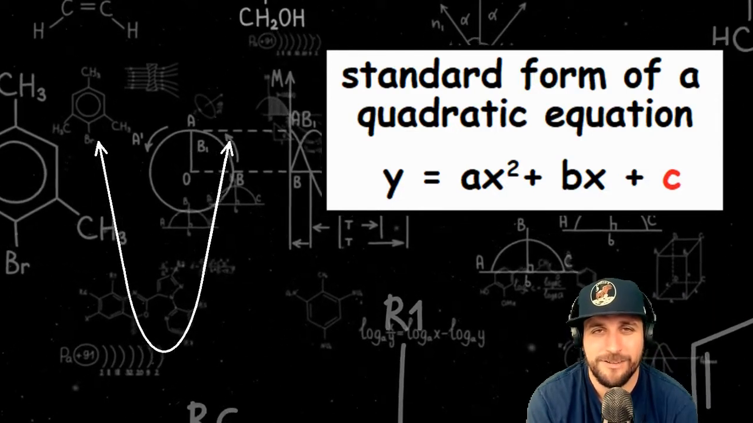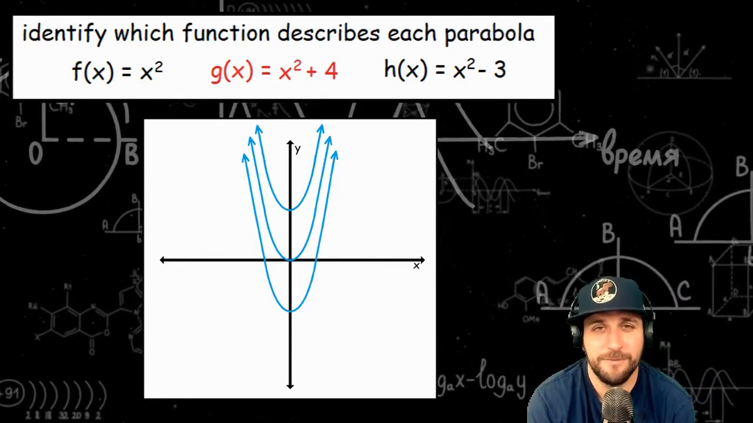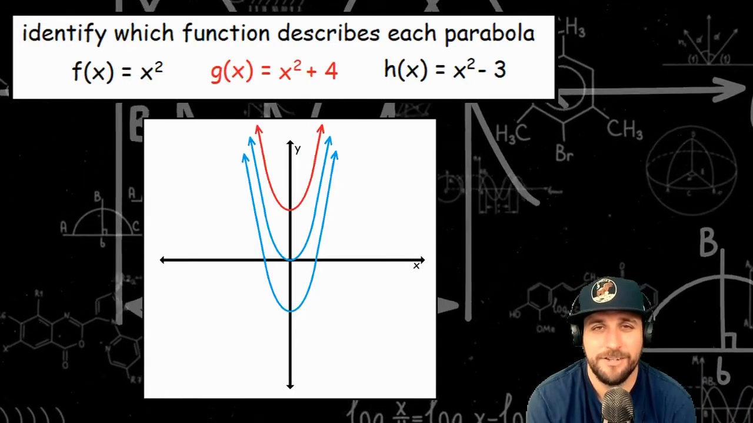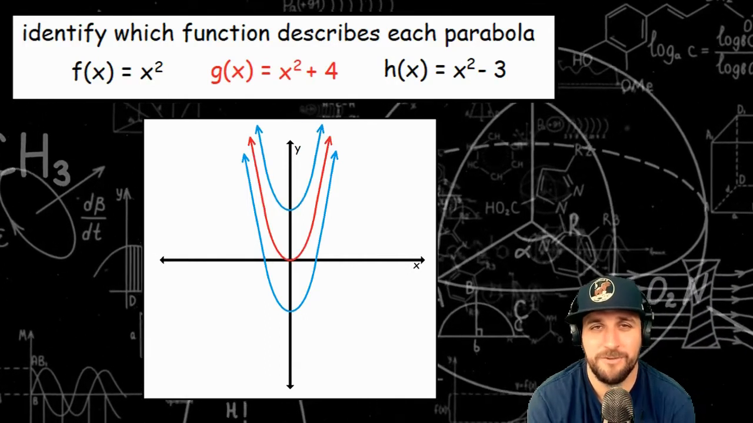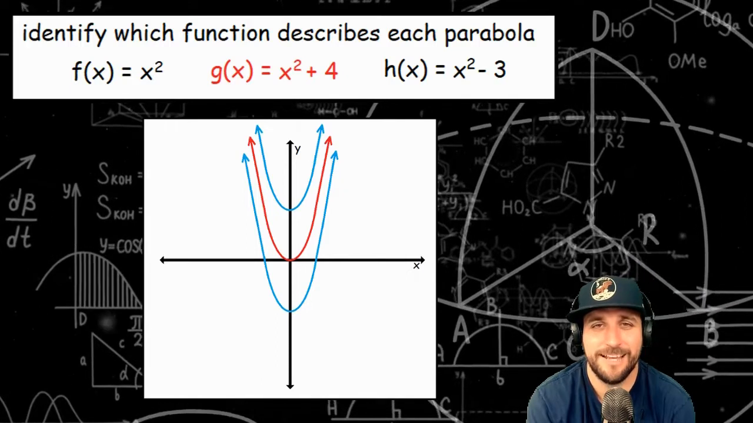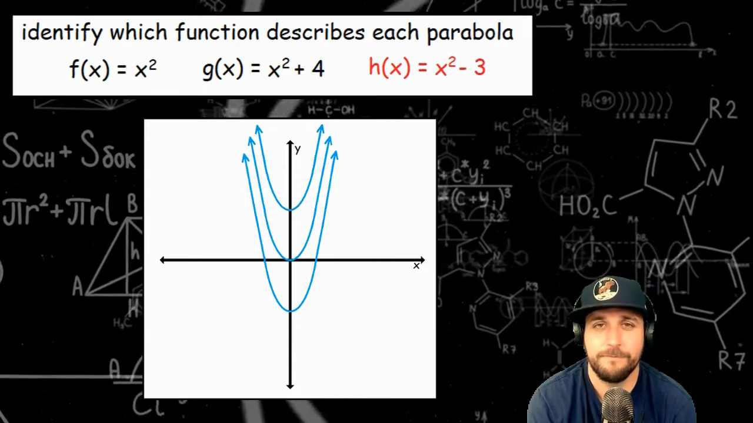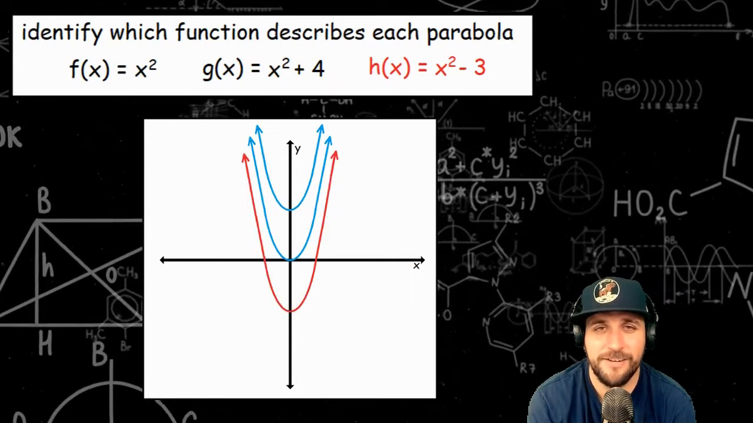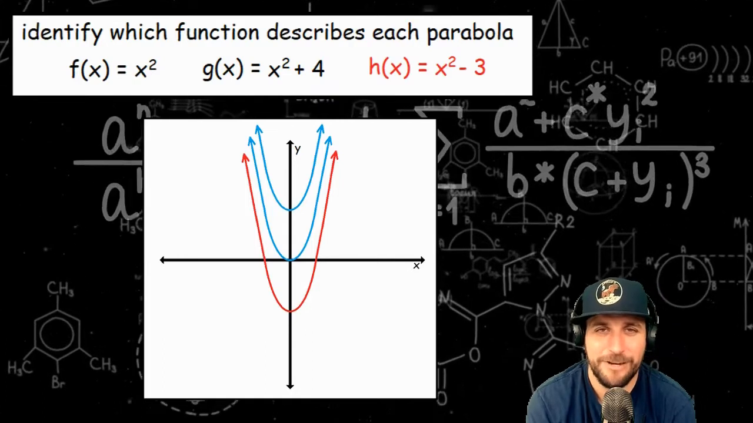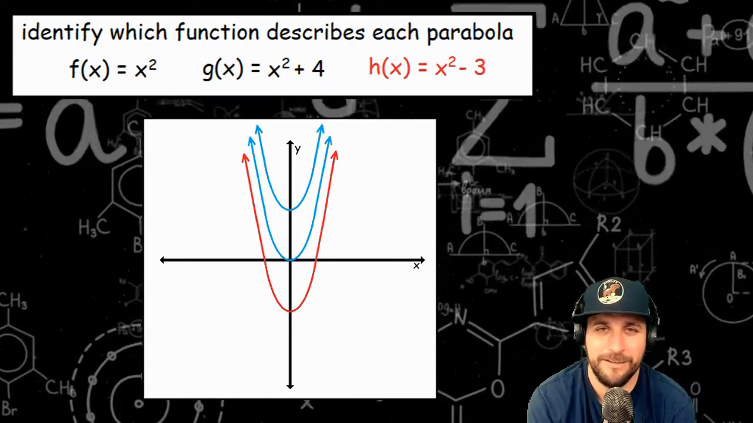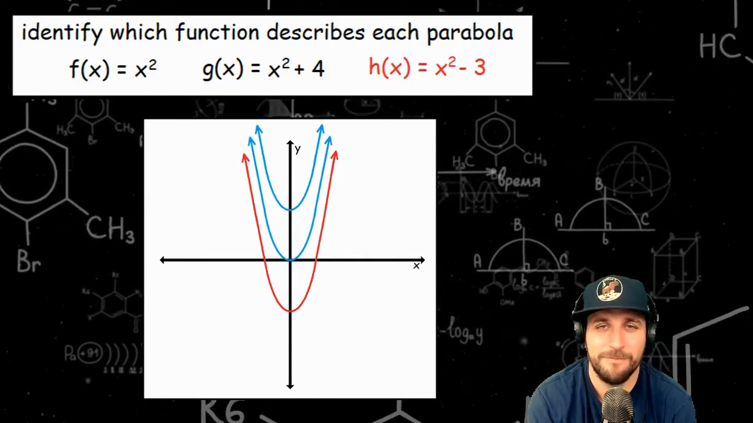So if we look at our examples here on our paper, g of x is this parabola here because it shifted up 4. It was f of x equals x squared. G of x is x squared plus 4, so it would have moved up 4 units. H of x is this graph here. My c value changed to -3, so it went down 3 units. The smaller c gets, it goes down. The bigger c gets, it goes up.